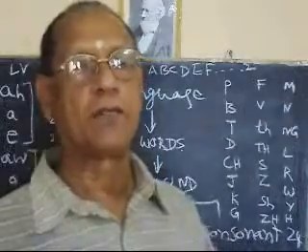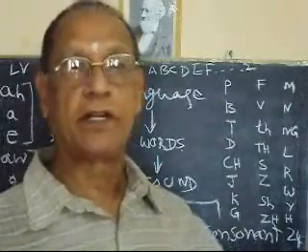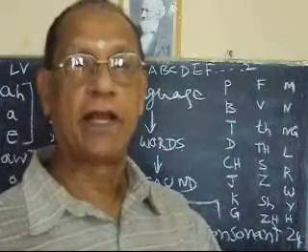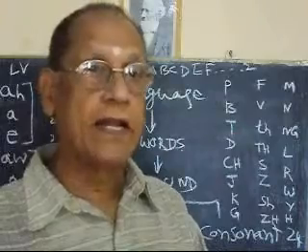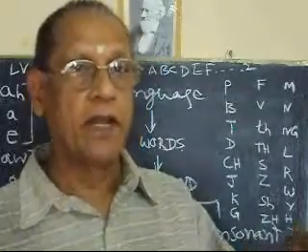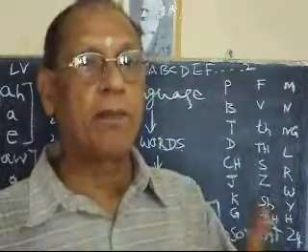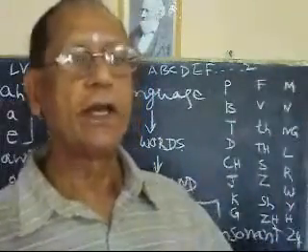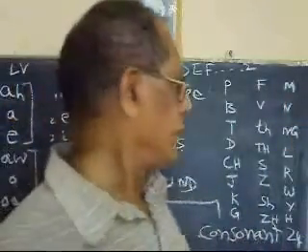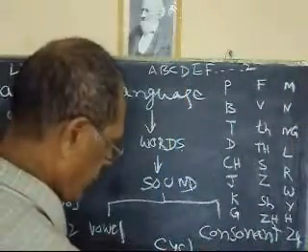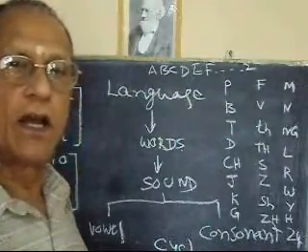Suppose cycle, C-Y-C-L-E, examination, E-X-A-M-I-N-A-T-I-O-N, that is called spelling. Then how is the spelling constructed? The spelling constructed for a word is not based on sound. It is only a mere selection of letters from the alphabet chart. For example, cycle is selected as C-Y-C-L-E.